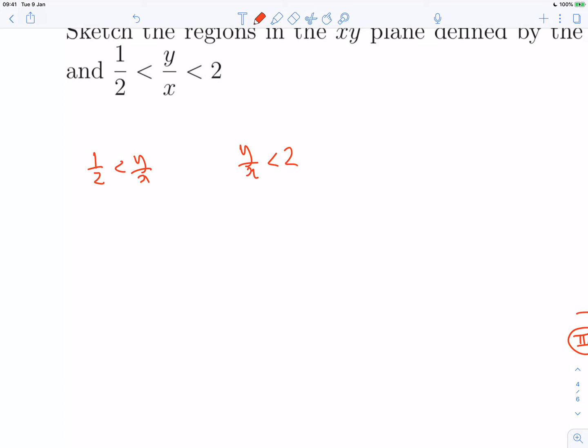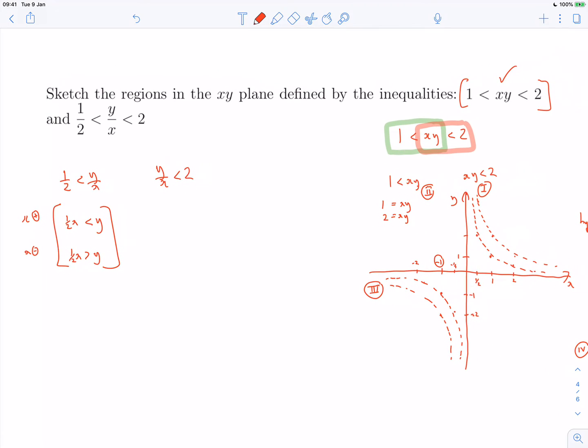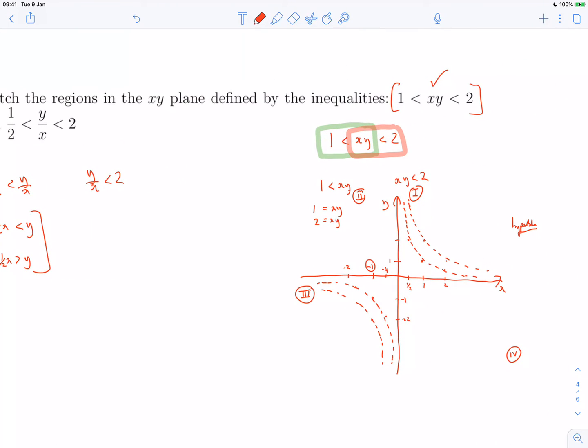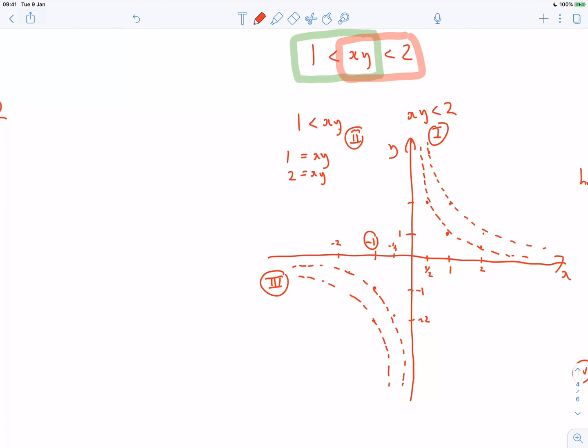Well, let's think about it. When x is positive, then it becomes y is greater than a half x. And when x is negative, then I flip the inequality, so y is less than a half x. Now that's really important. This inequality is going to behave like a half x. And what is a half x? A half x is a line with slope a half. This is y equals a half x.